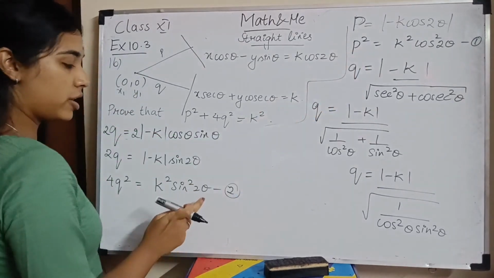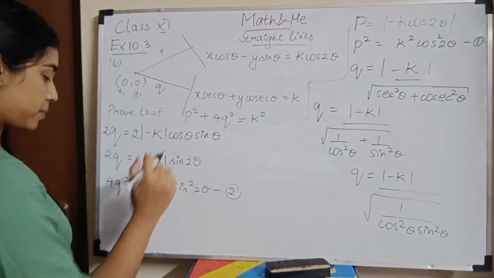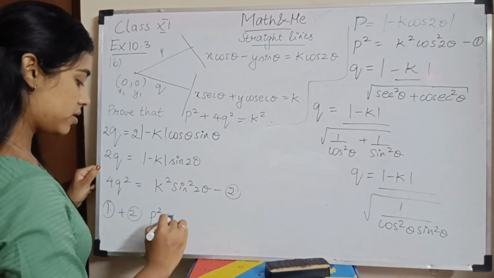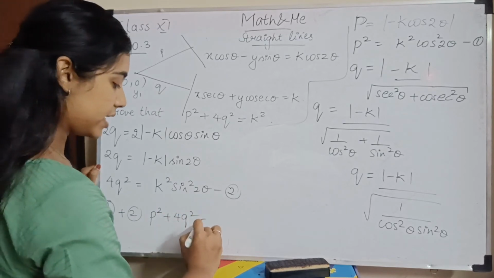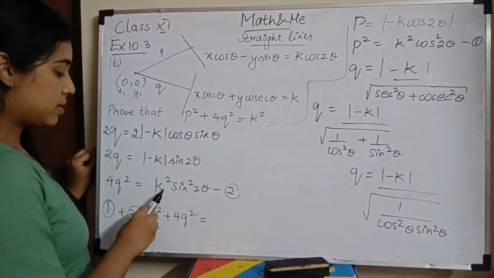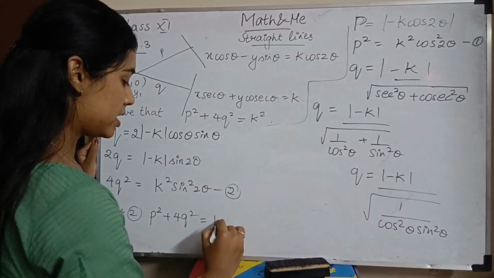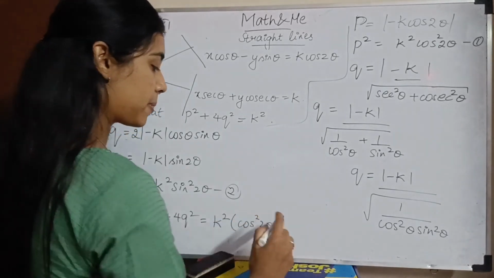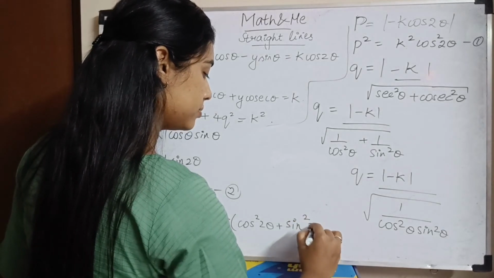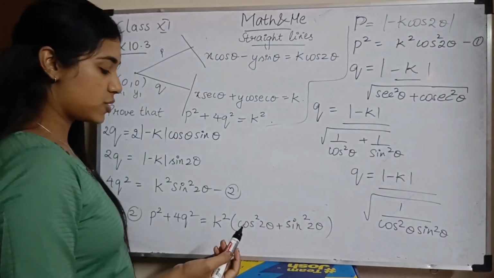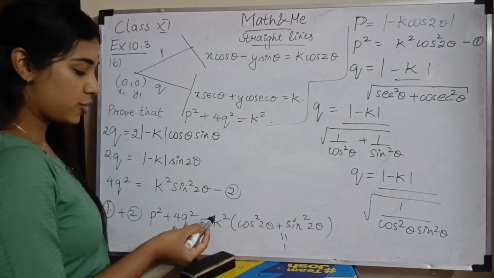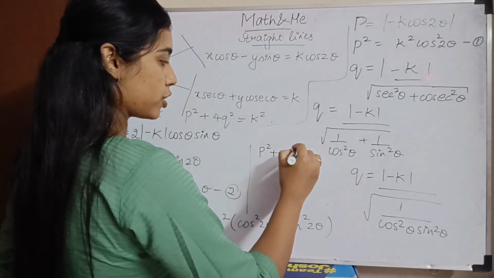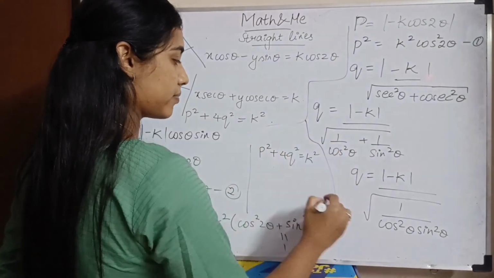So when I add equation 1 and 2, what do I get? LHS becomes, so I'm adding 1 and 2. So your LHS is p square plus 4q square equals k square cos square 2 theta plus k square sin square 2 theta. So I have k square times cos square 2 theta plus sin square 2 theta. So you know that cos square theta plus sin square theta is 1. So this becomes 1. So you have p square plus 4q square equals k square. Hence proved.